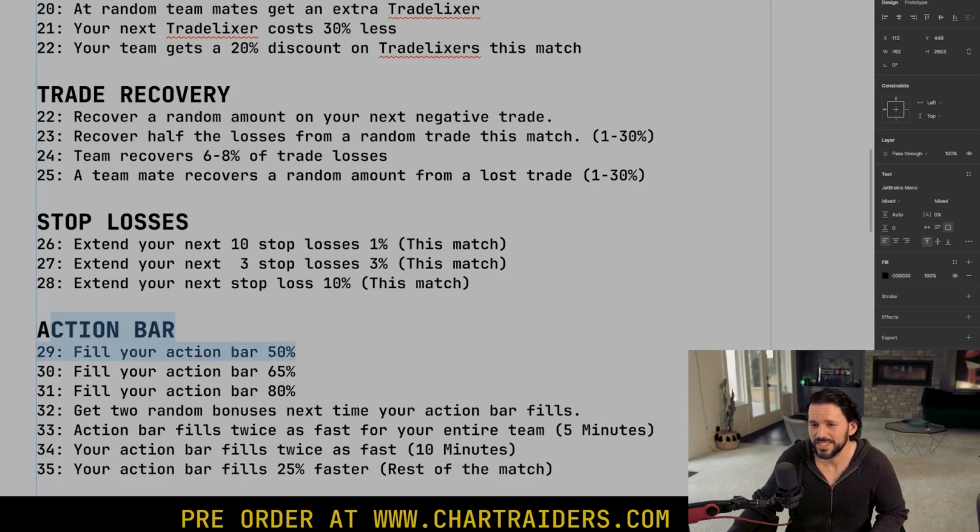So this one's really not good. Same with the 65 and 80%, but you need these in the game so that not everything feels so powerful and broken, right? Get 2 random bonuses next time your action bar fills. So you fill your action bar twice to get 2 bonuses.